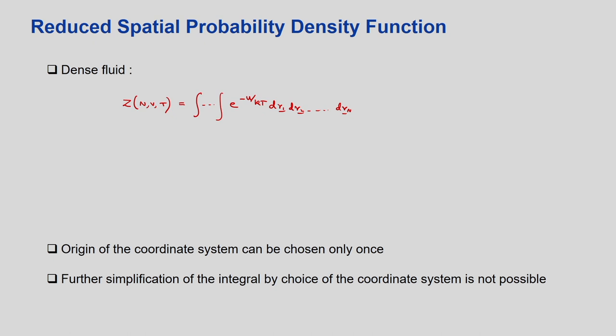One way of solving it is this: if I fix one of the atoms, let's say I fix atom number 1, then we ask the question, which are the atoms surrounding atom 1?